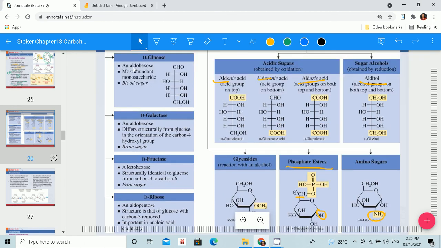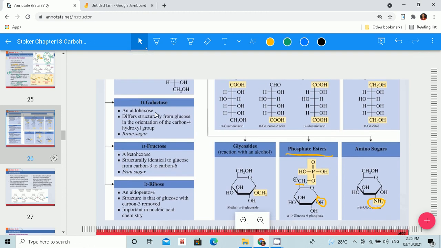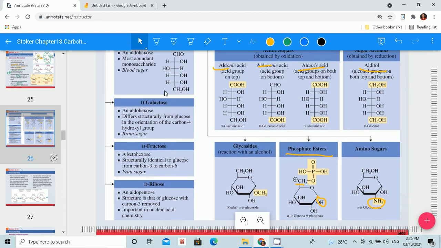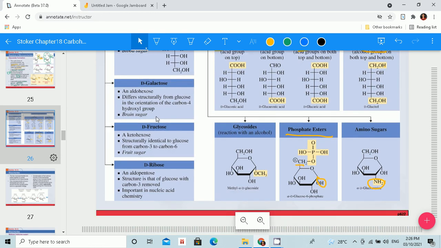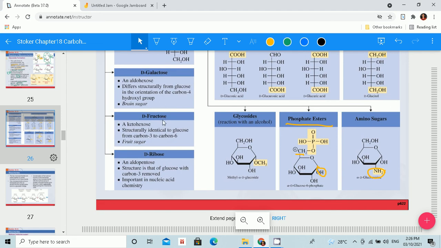And then we have D-glucose. It's an aldohexose. It's most abundant monosaccharide, and it is often called as blood sugar. And then we have D-galactose. D-galactose is a C4 epimer of our glucose. It looks like the same to glucose, just that the carbon 4 is the OH, the position of OH or hydroxyl group is not on the same side as our glucose. Okay, it's a different structure from glucose.